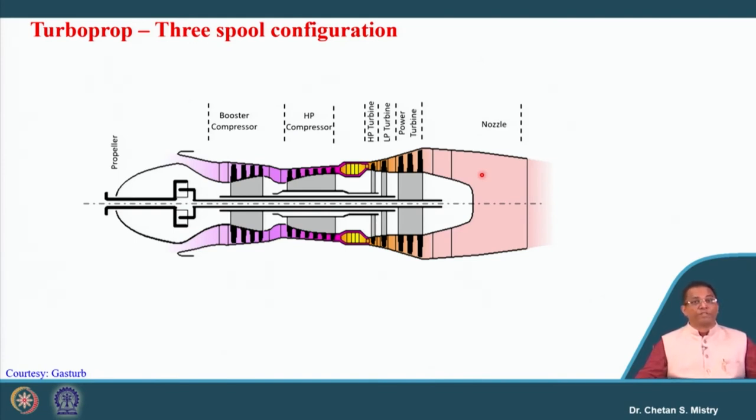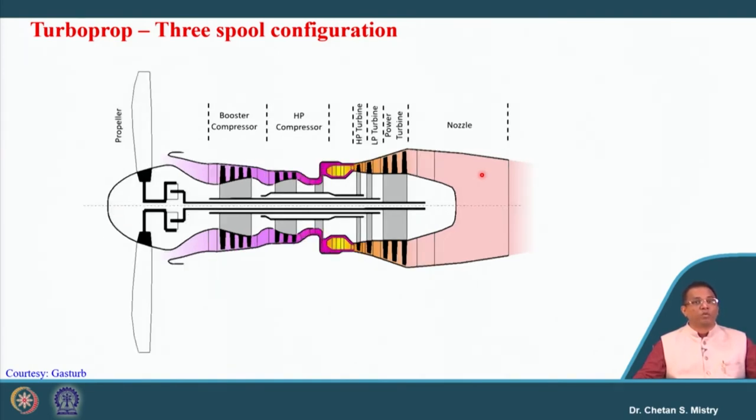Okay, now suppose I consider an engine that has a large length and a large diameter, they both are higher. Then people come up with another solution. Just look here. If we look carefully, this also represents the three-spool configuration. What is the difference here? Here we have a booster compressor, we have an HP compressor, but look carefully, here in this case we have our centrifugal compressor also attached.